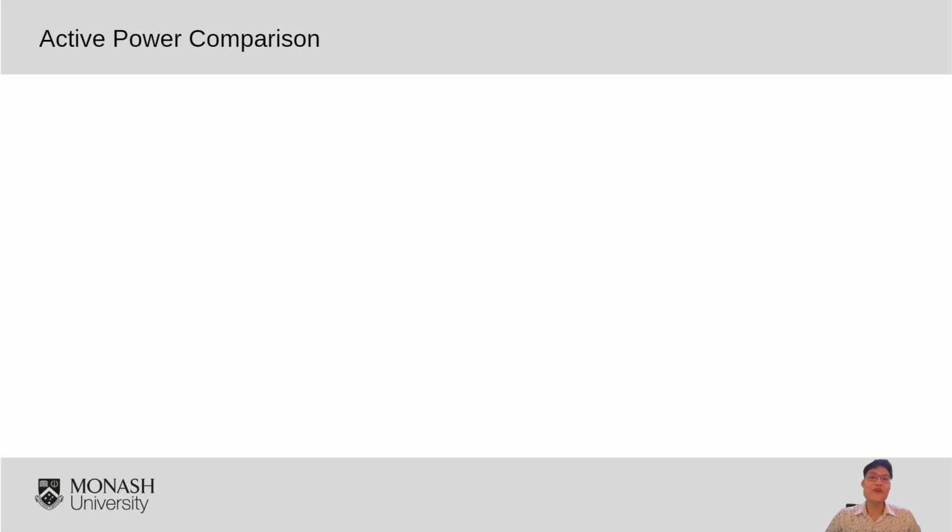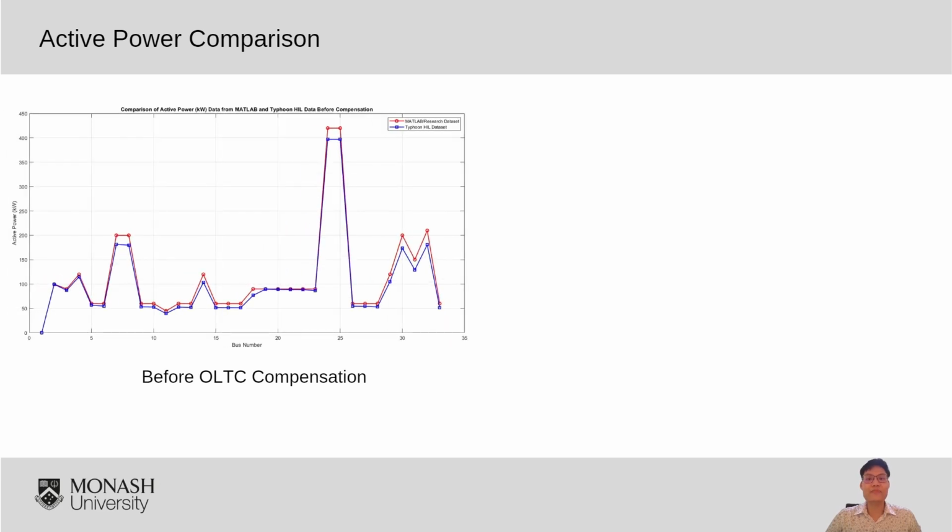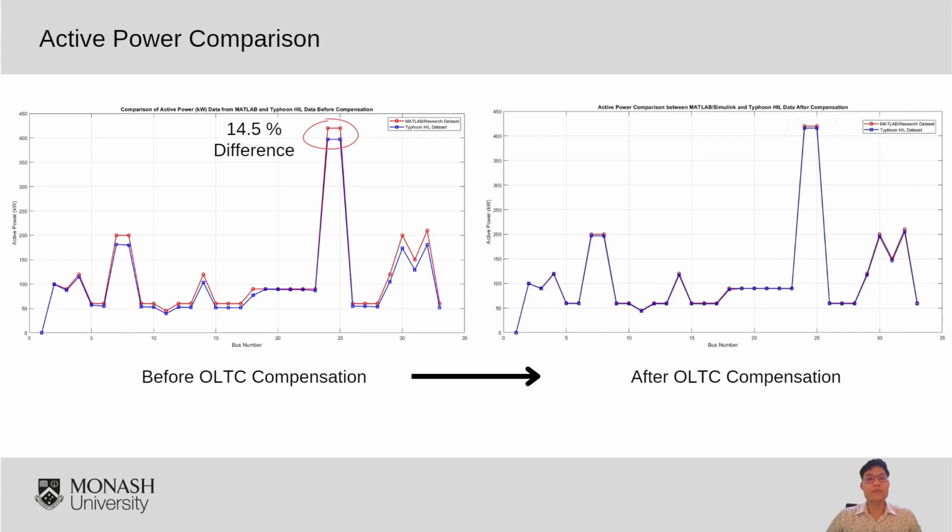Now, let us move on to the result of our accuracy test, starting with the active power comparison. The first graph shows the active power comparison between MATLAB and Typhoon Hill before compensation, with a maximum difference of 14.5%. After applying OLTC compensation, this difference drops to around 2.6%, showing an 11.9% improvement.